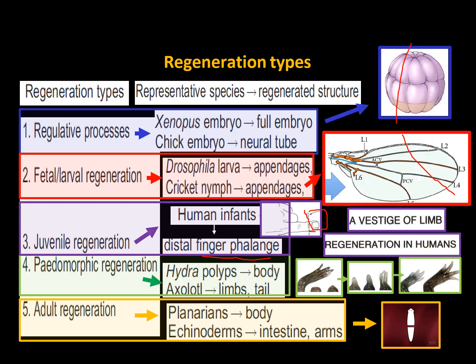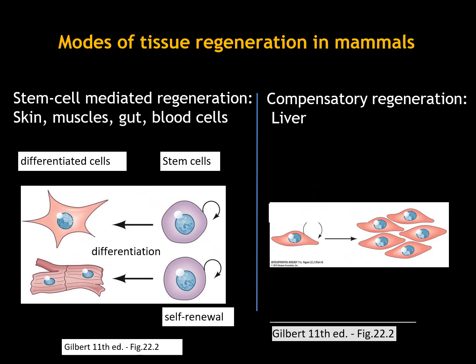Axolotls can do that much better, and we still don't know all the details, but there is a lot of research on that. And the king of all of this is the planarian, which is something that we're going to study today. Okay, there are different types of regeneration. One that has been studied in detail is the one mediated by stem cells. This is what happens, for example, in the skin, muscle, guts, and blood cells. So all of us have stem cells. And when the cells die, they can differentiate and create more of the old cells.